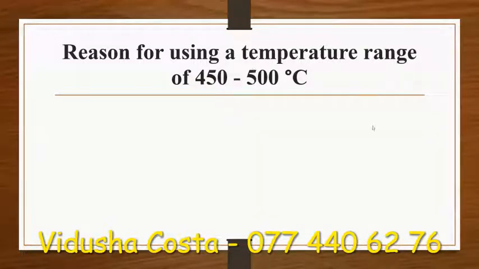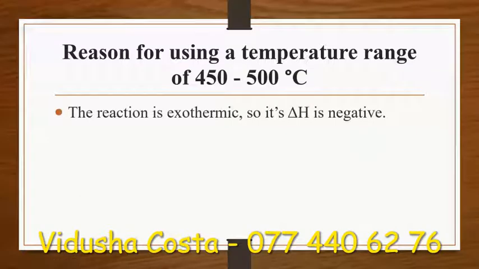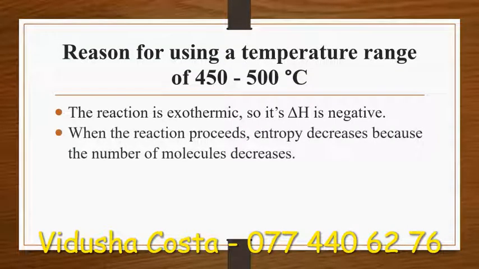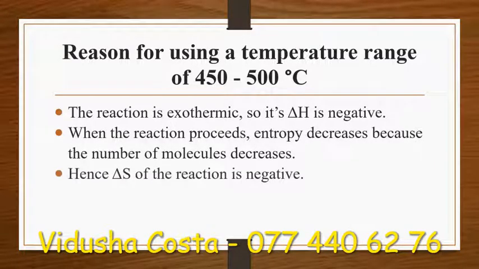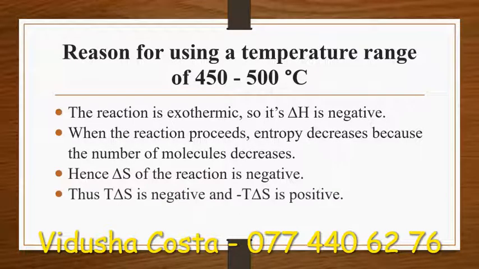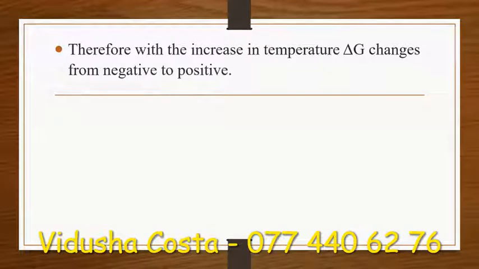So you're given the reaction is exothermic, so its delta H is negative. When the reaction proceeds, entropy decreases because the number of molecules decreases. Hence, delta S of the reaction is negative. Thus, T delta S is negative and minus T delta S is positive. Therefore, with the increase in temperature, delta G changes from negative to positive.